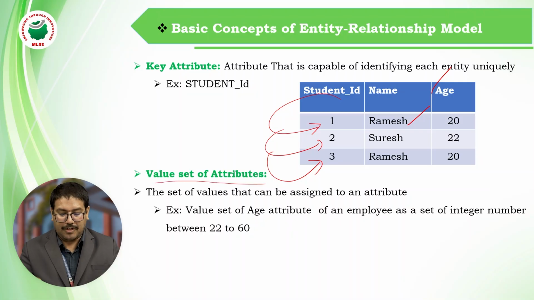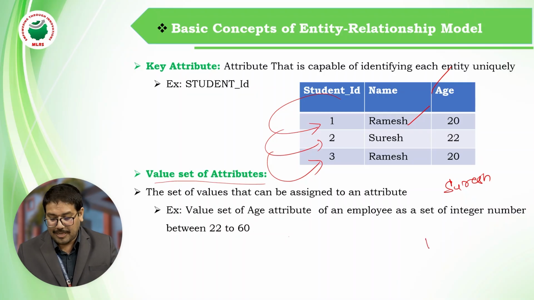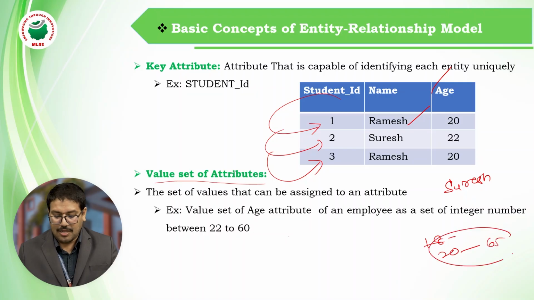Next, value set of attributes. What are the possible set of values assigned to an attribute? We'll call them the value set of attributes. For example, employee age cannot be Suresh, because employee age must be an integer, and that might be in the range from 18 or 20 to some 65. This is the value set.